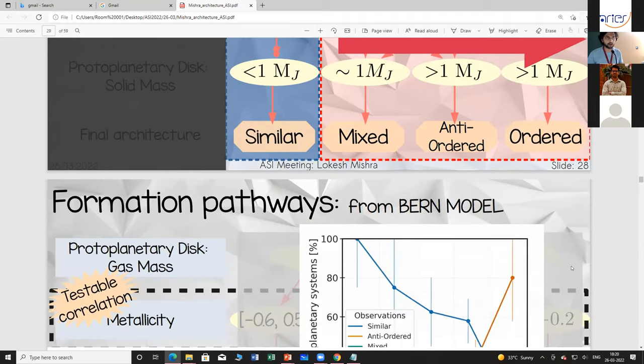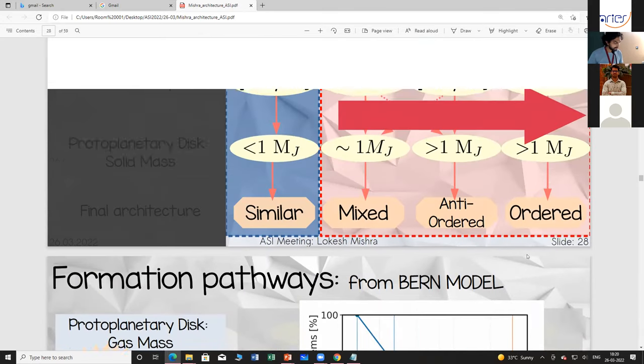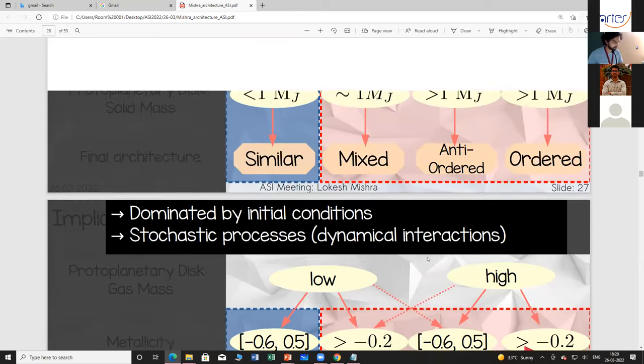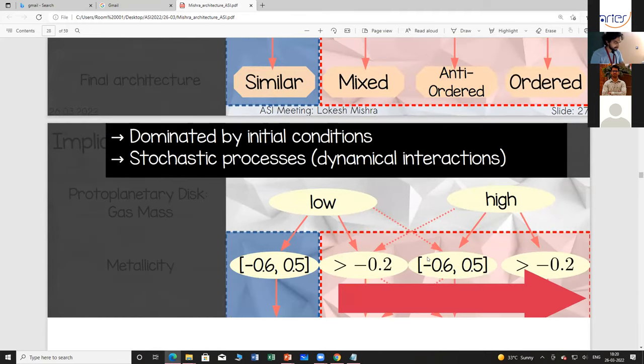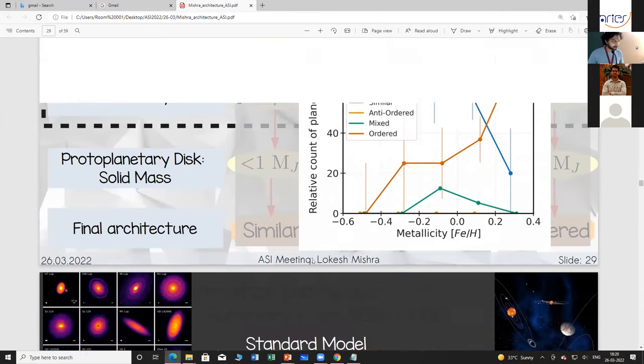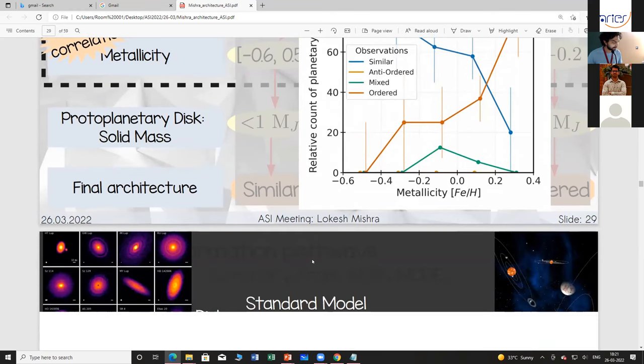This work gives a lot of testable correlations. For example, we see that it doesn't matter what kind of metallicities, sorry, that was the touch screen that I did not know. So it doesn't matter what kind of metallicity you put in, you can get similar kind of architecture as long as the disk mass remains low and so on. And when I try to test these kinds of correlations from observations, we get a good match with what we see in our theoretical data.